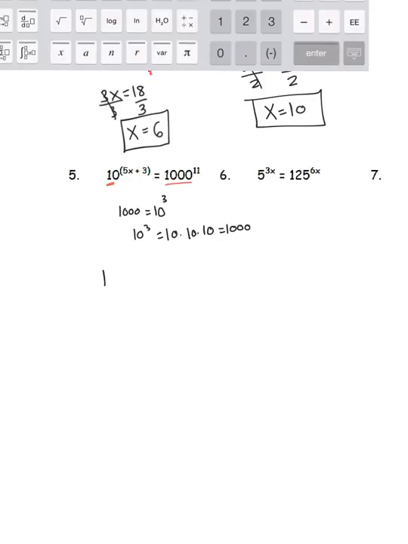So on the left-hand side, the base is already 10. I'm not going to change anything there. On the right-hand side, I'm going to rewrite 1,000 as 10 to the third power, and then keep that 11 there. So on the right-hand side, I'm going to have 10 to the 3 times 11.